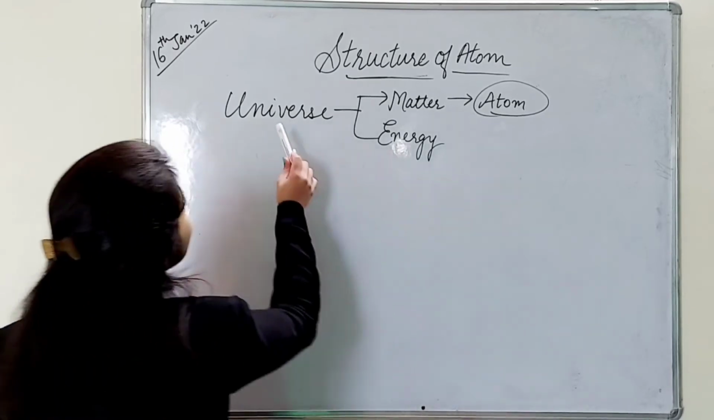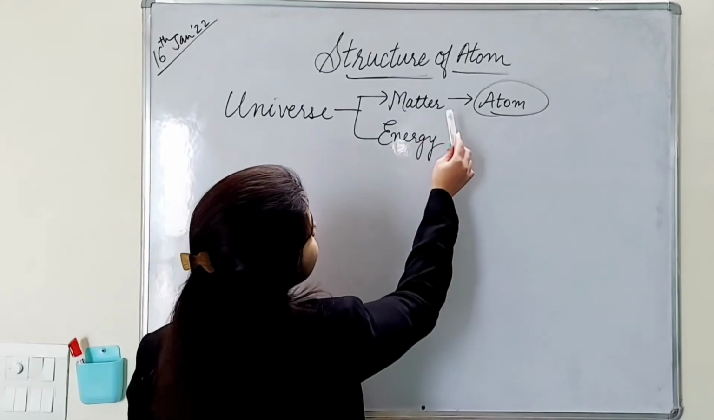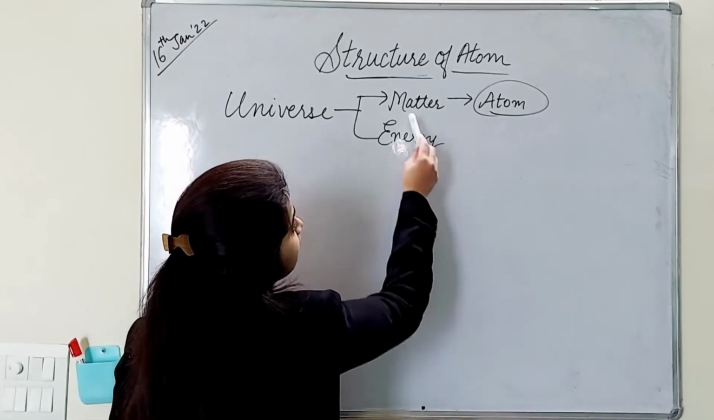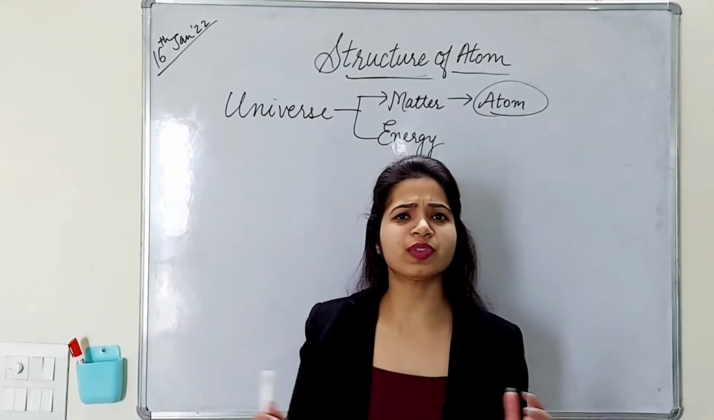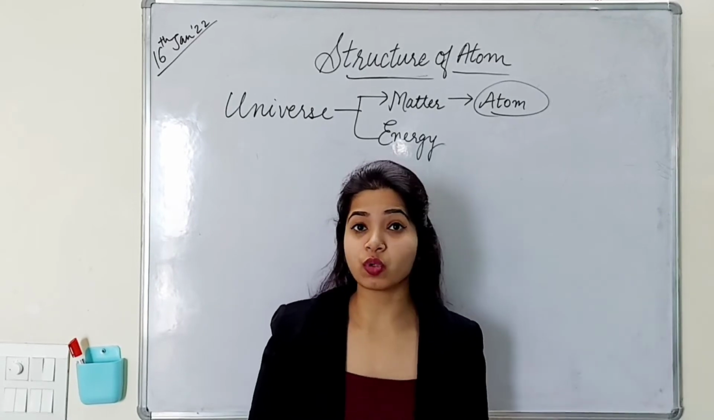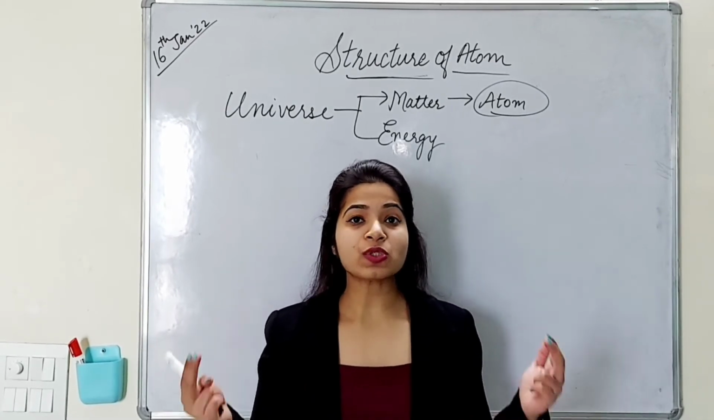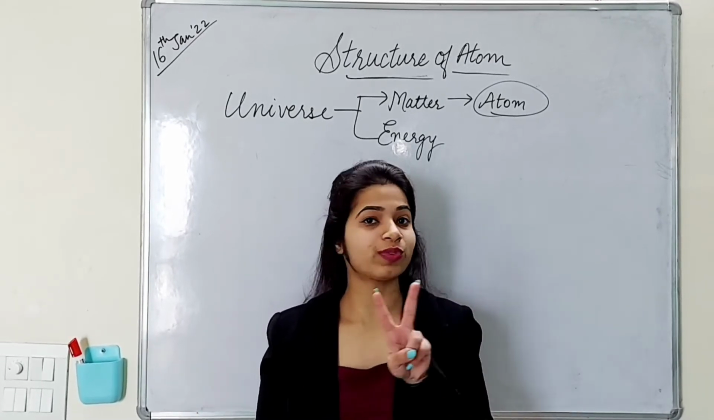Now we know that the universe is made up of two basic things, matter and energy. And the fundamental unit of matter is an atom. Now we see different things in nature. For example, there's an iron rod, there's a gold coin. So these two substances are made up of two different elements.